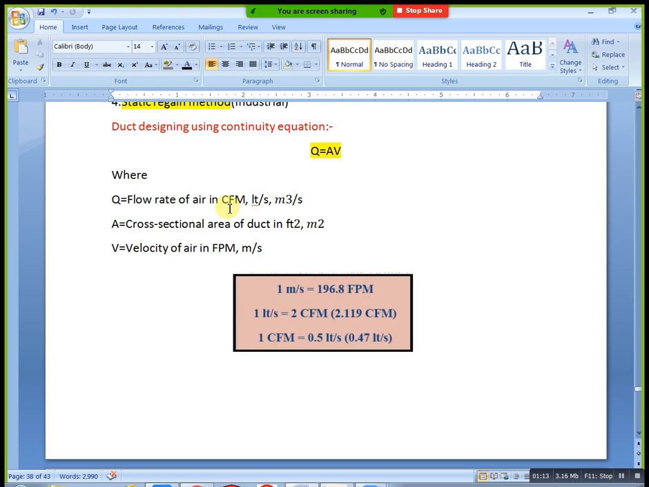In CFM. CFM is an English unit. Already we know that CFM is an English unit. And next you will take liter per second. Liter per second is a metric unit. And next you will take meter cube per second. This is SI.